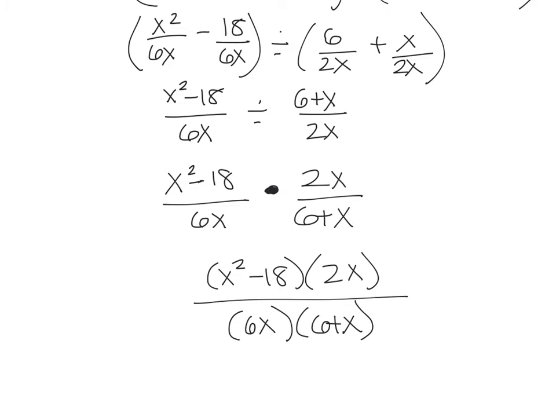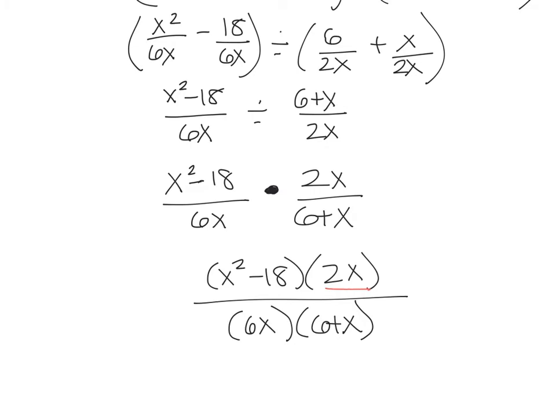So I just keep all the expressions on top that are on the top, and I keep all the expressions on the bottom. Lastly, I need to see if any of these factors can cancel out. Now if we look at each of these factors, they're all in simplified form. I can't factor them any further. So I'm searching for factors that are alike on the top and bottom.